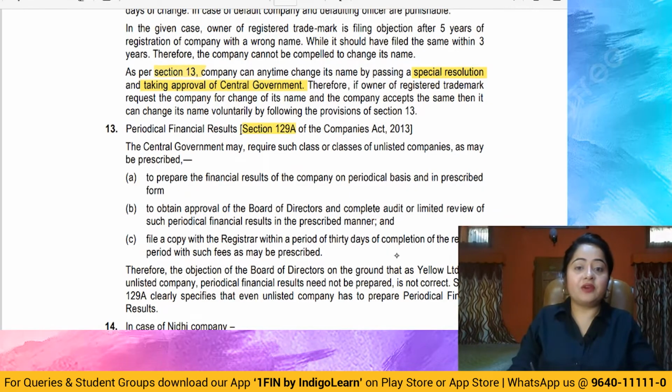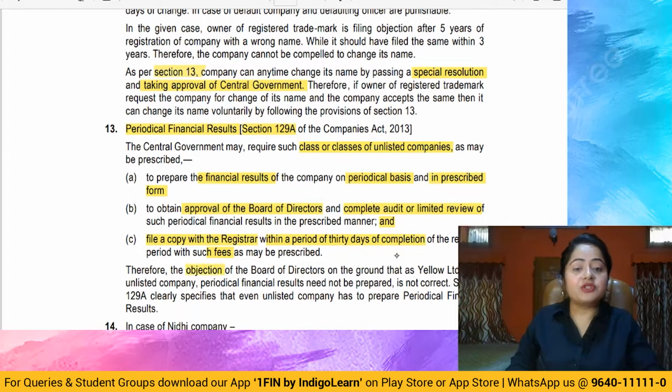Section 129A of the Companies Act, periodic financial results. The central government may require such class or classes of unlisted companies as may be prescribed to prepare financial results of the company on a periodic basis and in prescribed form, to obtain the approval of the board of directors and complete the audit or limited review of such periodic financial results in the prescribed manner, and file a copy with the registrar within a period of 30 days of completion of the relevant period with such fees as may be prescribed.